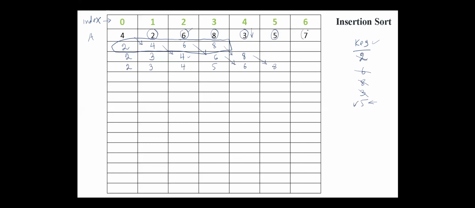The last element is 7. We copy it into key. We compare the key value with 8. 8 is greater than 7, so we shift 8 to the right. We compare 7 with 6. Since 7 is greater than 6, we place it in its correct position. And here we have the sorted array.